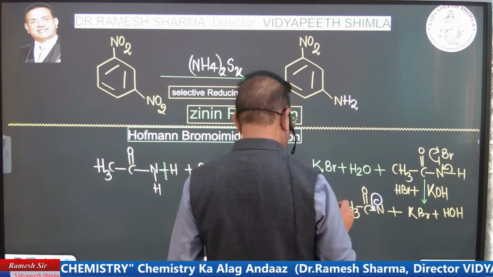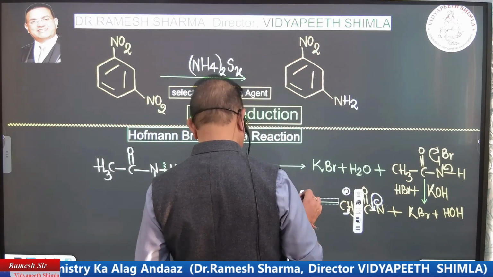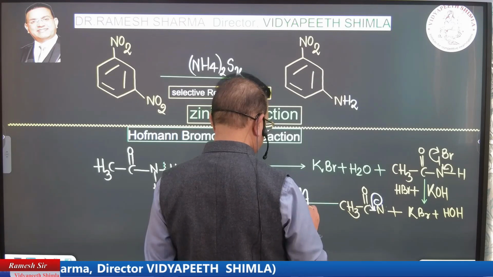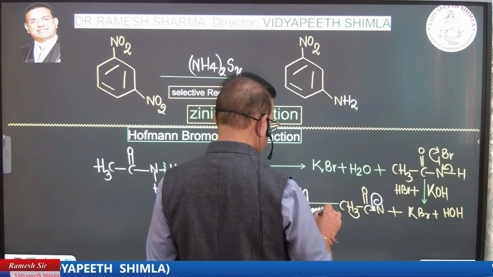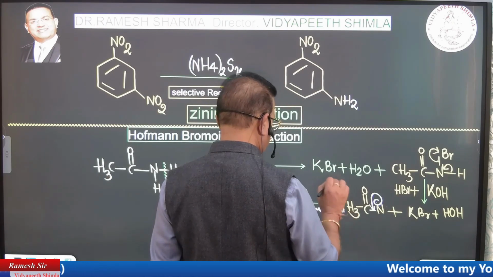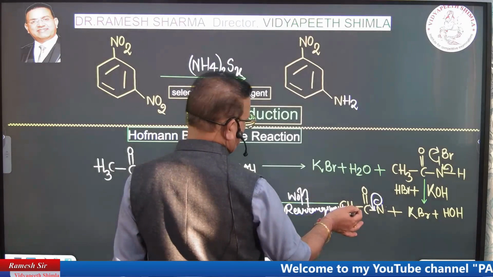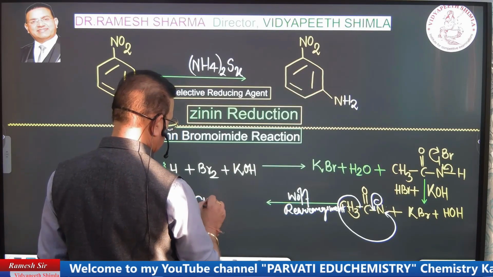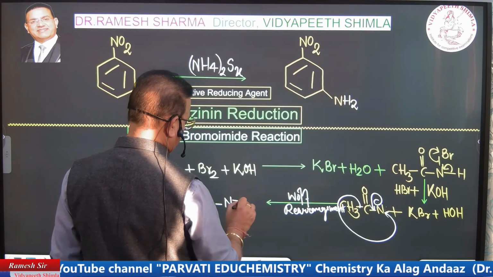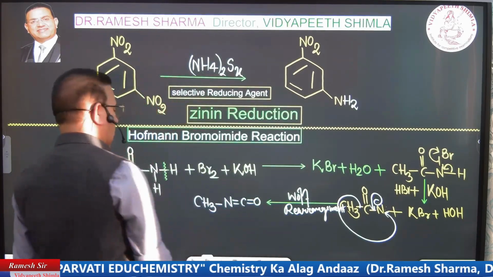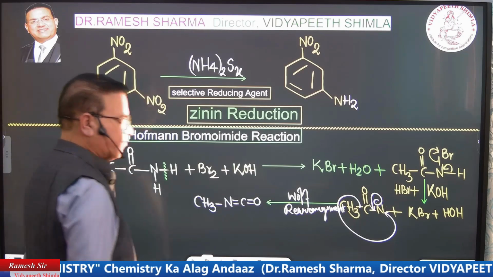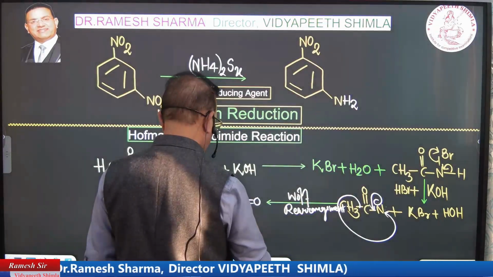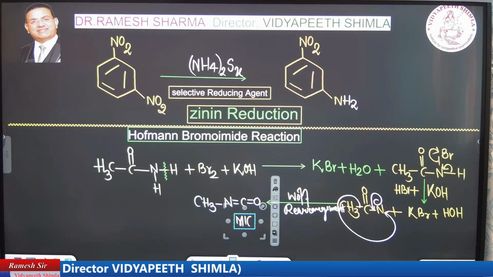Then the same Wolff rearrangement. In that rearrangement, जैसे ही ये बॉन्ड इधर शिफ्ट होगा, ये यहां से यहां चला जाएगा, and hence I will be getting methyl isocyanate MIC, and this was MIC which was responsible for 1984 Bhopal gas tragedy.